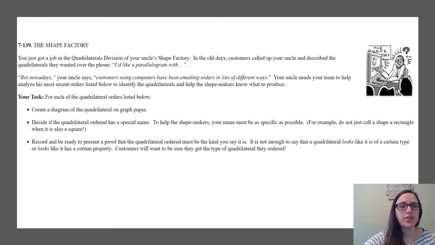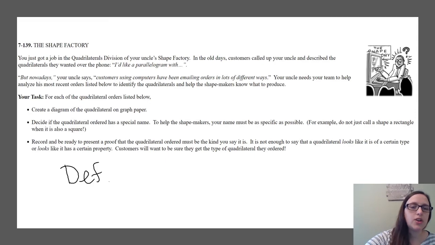All right, and so in this next problem, we're going to look at 3 different types of quadrilaterals, and we're going to figure out if the quadrilateral has a special name, and we're going to be able to prove that it is that quadrilateral. To do that, we just need to know the definitions of each of those quadrilaterals. I believe it's your 723 notes that has all the definitions of the quadrilaterals.